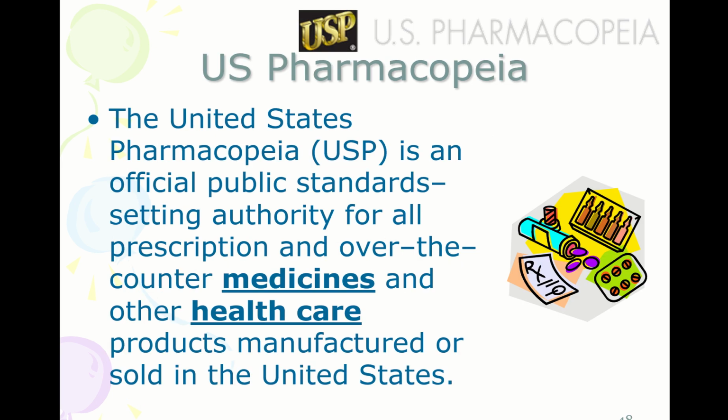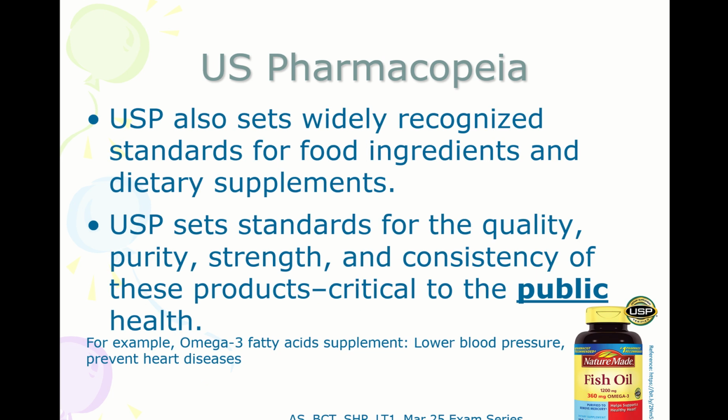USP is more for the US, US Pharmacopeia. Theirs is more for medicines and healthcare products. They help to control the quality of medicines and healthcare products. They also set the standards for food ingredients and dietary supplements. That means if I produce, for example, fish oil, I need to meet the requirements set by USP. That means I must meet certain purity and so on in my health supplements.